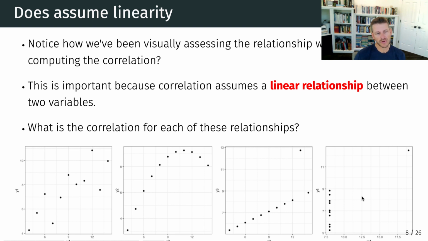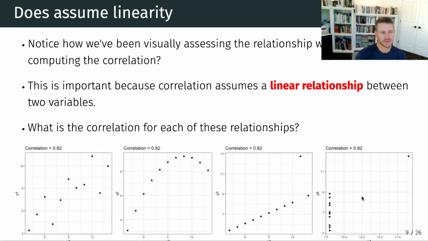But what do you think the correlation is between these? If we take a look, they all have the same correlation. All the correlations are equal to 0.82, right? We're not going to go into details of how correlation is computed, but just realize that you can have the exact same correlation while the actual relationships vary significantly from one another. So it's always important to compare the correlation that you are computing to a visual representation of that relationship.